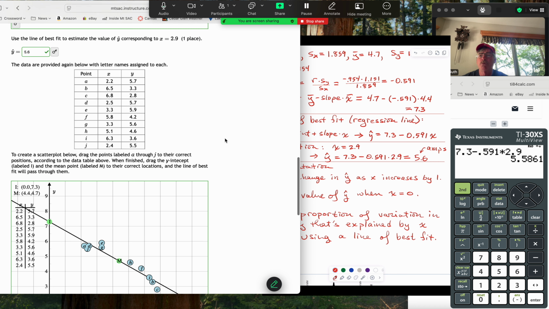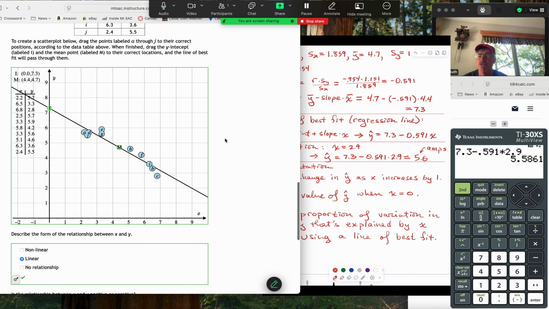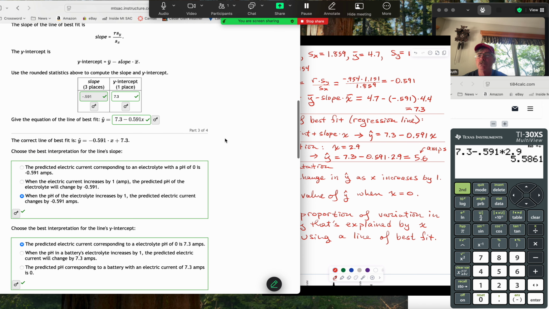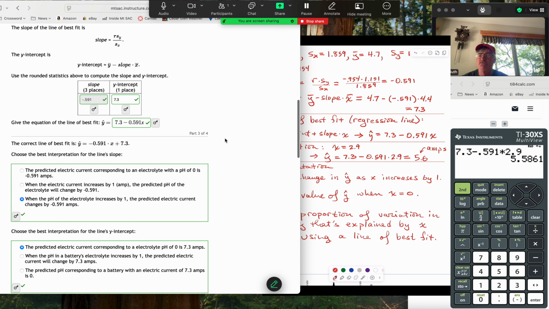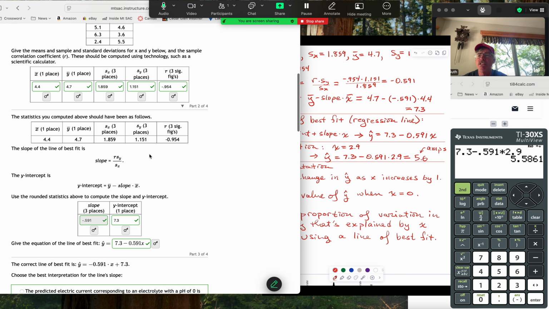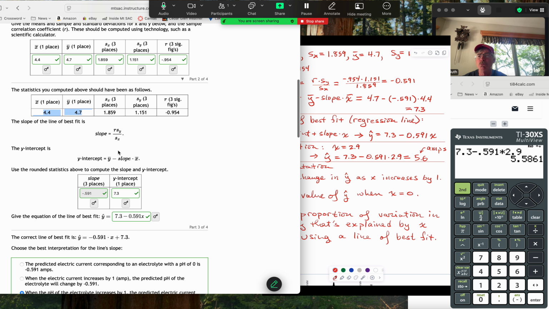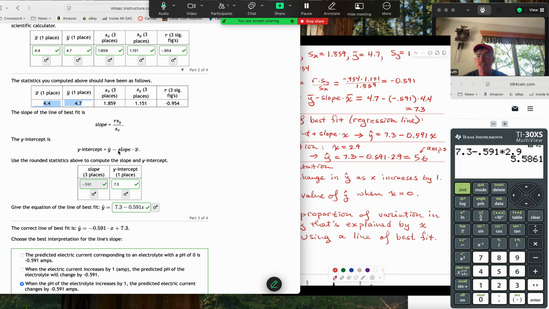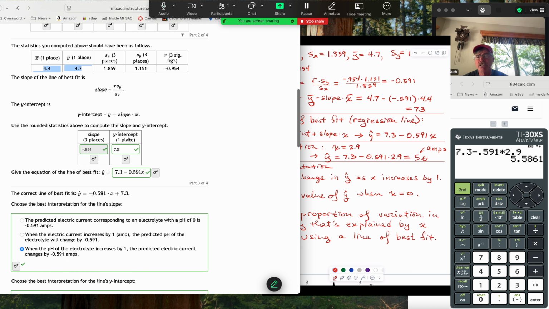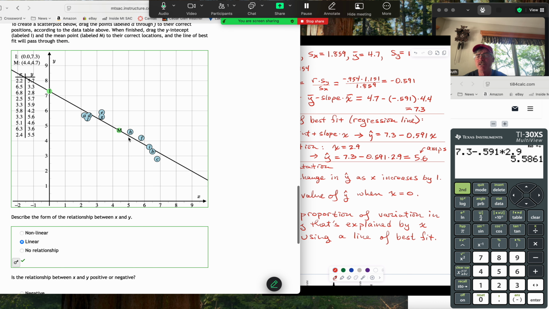And also, just a quick note here. Yeah, I guess we're good on everything. It gives you the line of best fit up here in case you get it wrong. So you can see the y-intercept is 7.3. You definitely need the means for the mean point. So here's your mean point, 4.4 and 4.7. That's that mean point on the line. So basically, if you get these wrong, you'll still have the correct answers here, which allows you to graph this line correctly. Okay, so that's that.